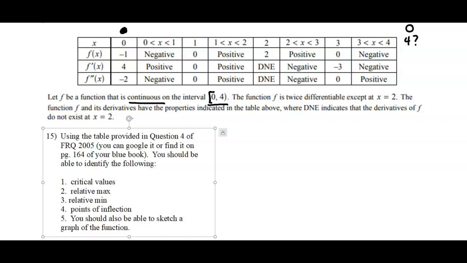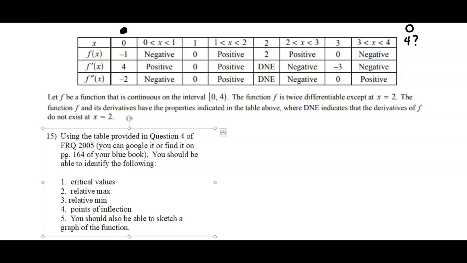The function f is twice differentiable except at x equals -2. That means that the derivative exists everywhere except at x equals -2, and the second derivative also exists everywhere except at -2. Okay. The function f and its derivatives have their properties indicated in the table above, and DNE means that it doesn't exist. Okay, so I think we're ready to begin here.